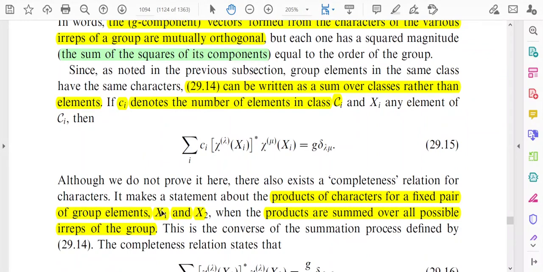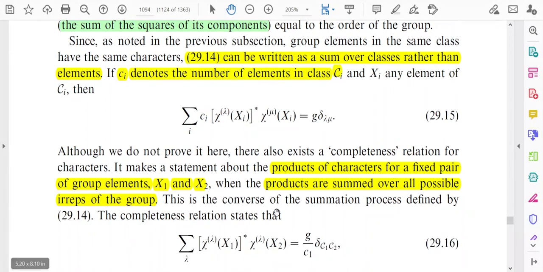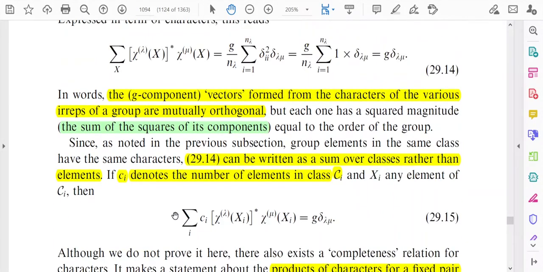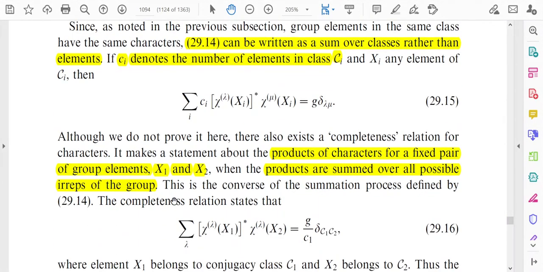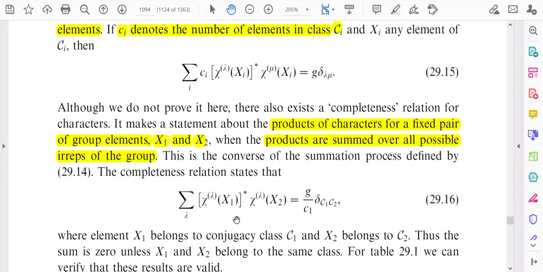Now there is a particular statement about the products of characters for a fixed pair of group elements x1 and x2, when the products are summed over all possible irreducible representations of the group. This is converse to the summation process defined by equation 29.14. This relation is known as a completeness relation, and it also gives the product between the characters, but you should carefully note the sum. This sum is over the representations.